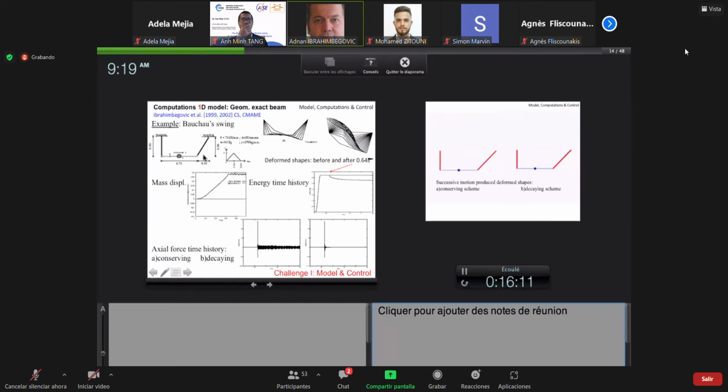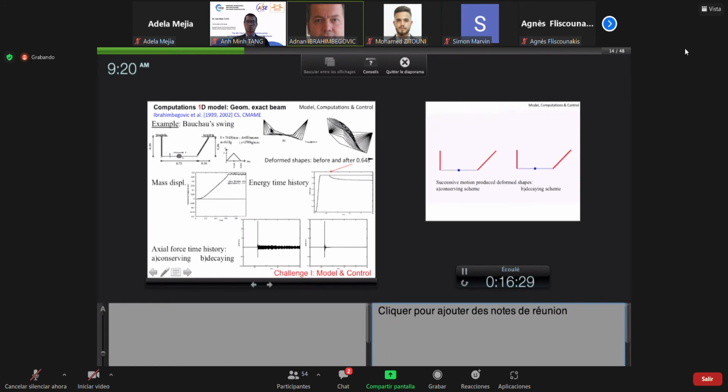So the idea, he suggested this sort of multi-body system, where these two links are almost rigid, and this one is flexible with a heavy mass sitting in the middle. Then you hit this mass with some kind of triangular pulse that goes until 0.25 seconds, and you just let it swing. So this is the Bauchau swing.